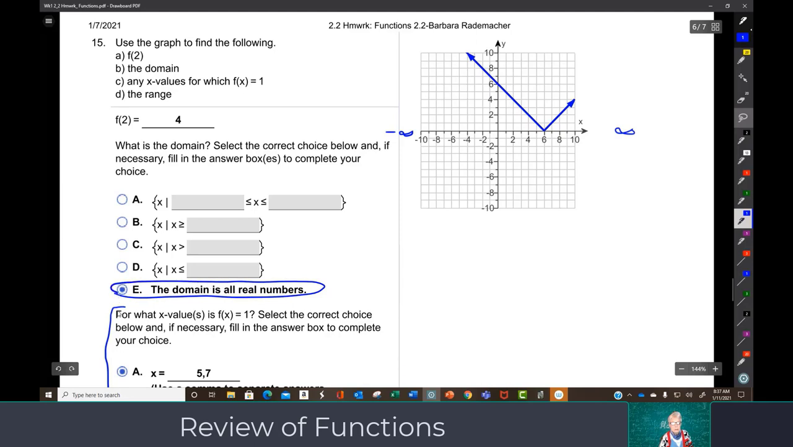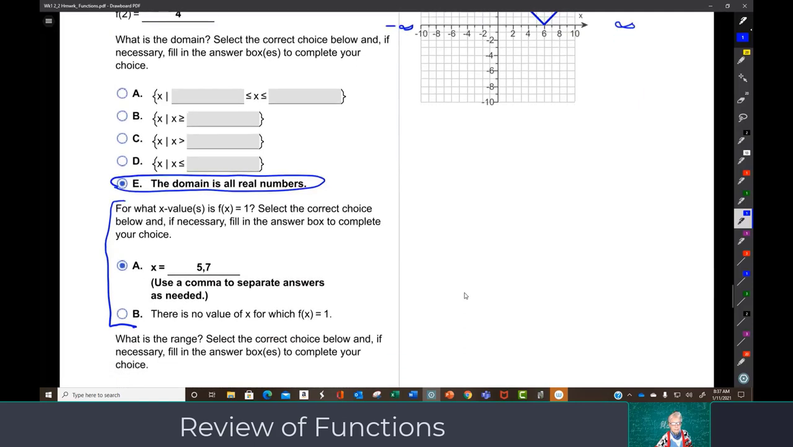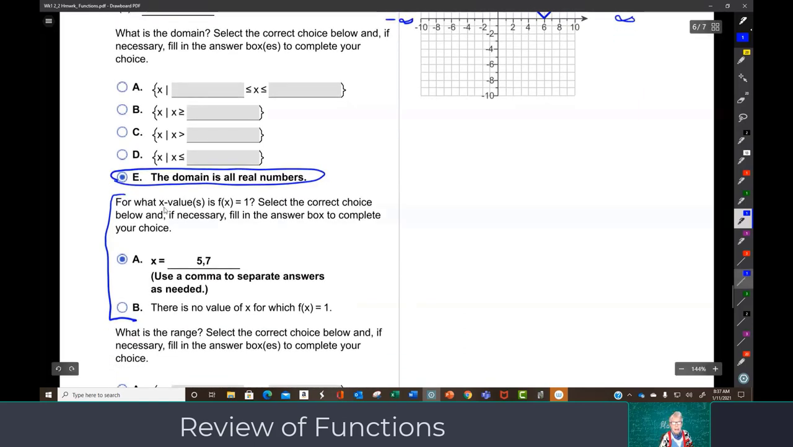But this question is tricky at first. For what x values is f of x equal to 1? Well, what that means is y equals 1 for what x numbers or x values? We have to find the x values that match up with y equals 1. Well, why is that so different?